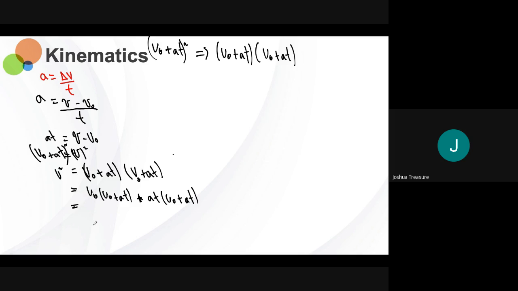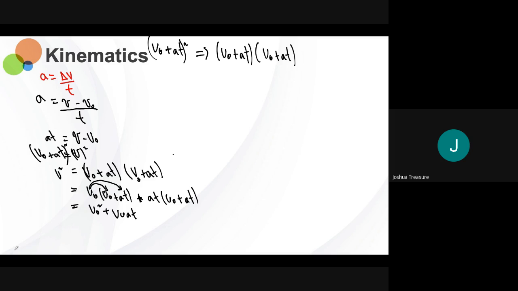All right, let me start. V0 squared. So you essentially multiply this by that, right? Yes or no? Yes, sir. And then what would you get next? What's the next thing that you would get? You multiply V0 and AT. Exactly. V0 AT.